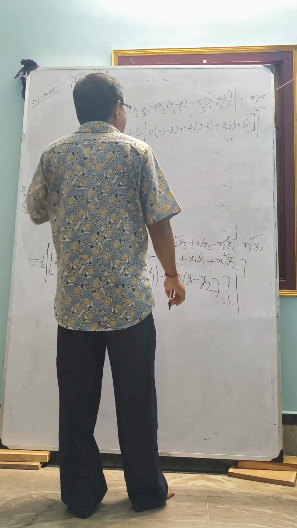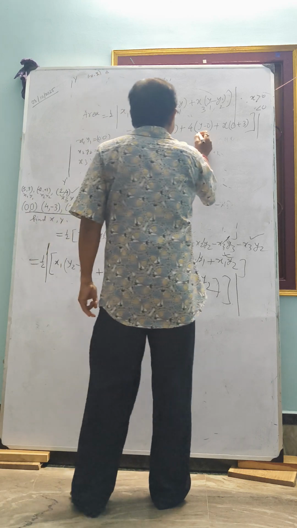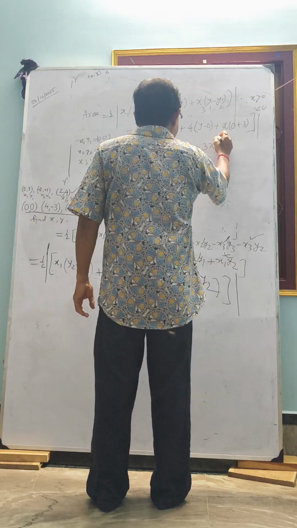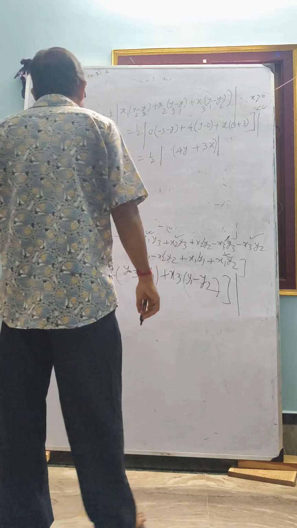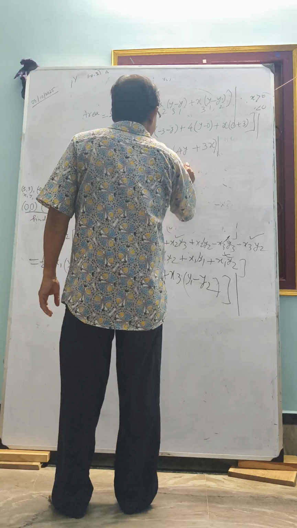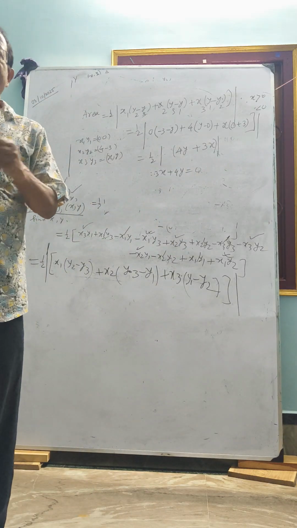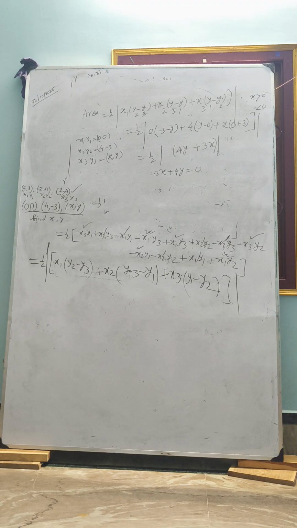Mod, that is equal to half mod of 4y plus 3x. The 3x plus 4y is equal to 0, therefore 3x plus 4y is equal to 0, that will be the required relation. Okay.